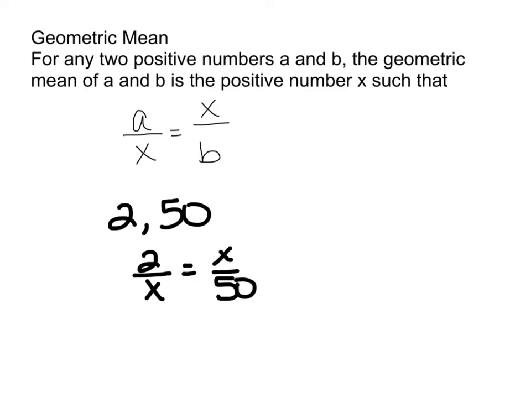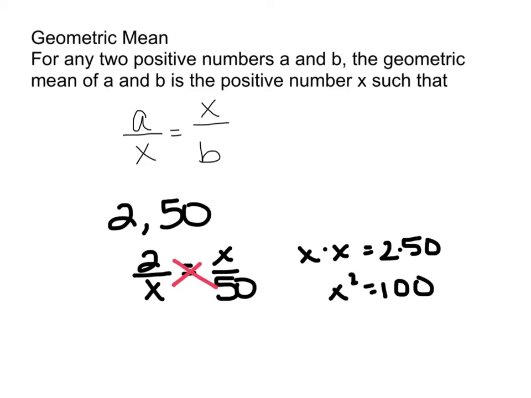So we want to look for whatever number x would allow 2 over x to be equal to x over 50. In order to solve this problem, I'm going to start by cross multiplying. So that gives me x times x equals 2 times 50, or x squared equals 100. To undo squared, I'm going to square root both sides, and I'm going to be left with x equals 10. So the geometric mean of 2 and 50 is 10.